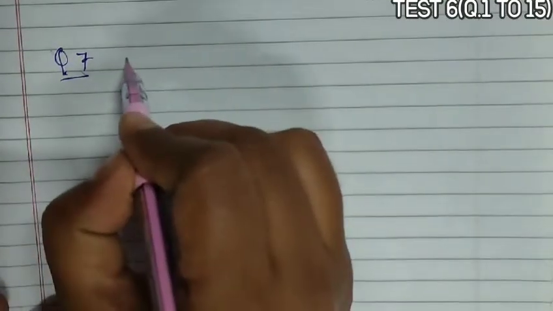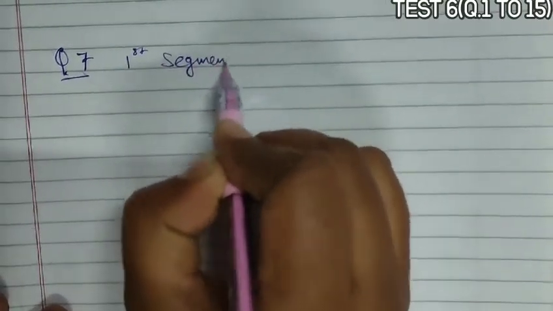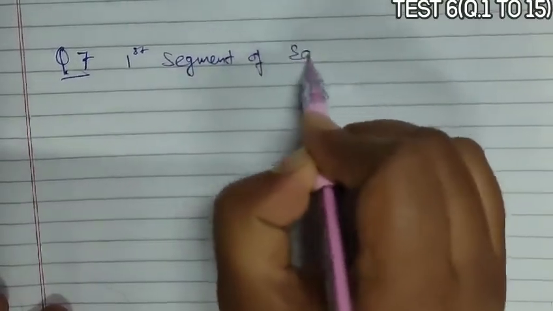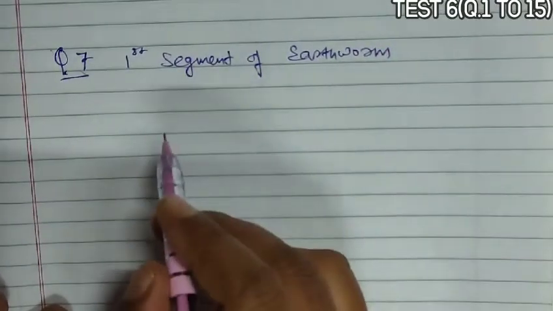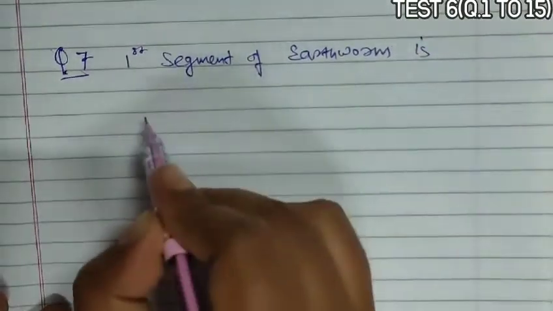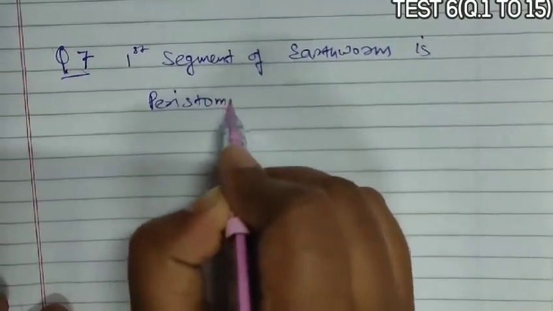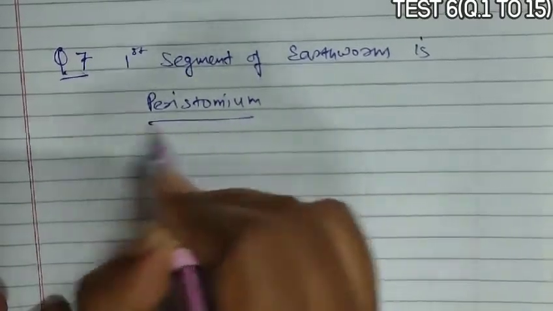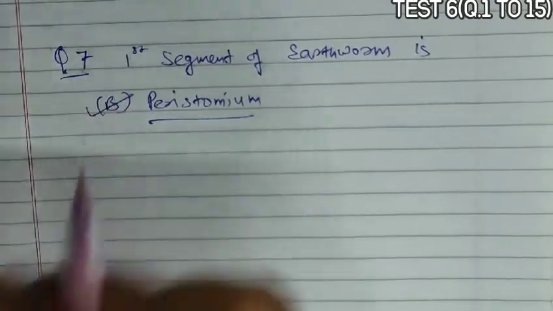Next is question 7. Question 7 asks what the first segment of earthworm is called. It is again a fact-based question: the first segment of earthworm is called peristomium, and peristomium is option B, and that is the correct answer.